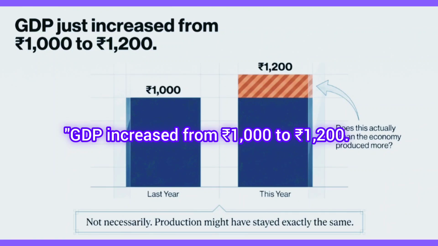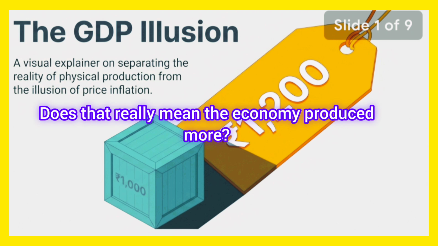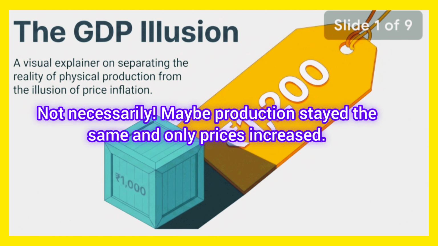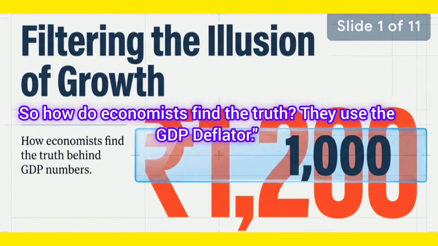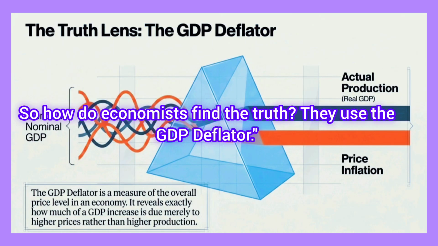GDP increased from 1000 rupees to 1200 rupees. Does that really mean the economy produced more? Not necessarily. Maybe production stayed the same and only prices increased. So how do economists find the truth? They use the GDP deflator.